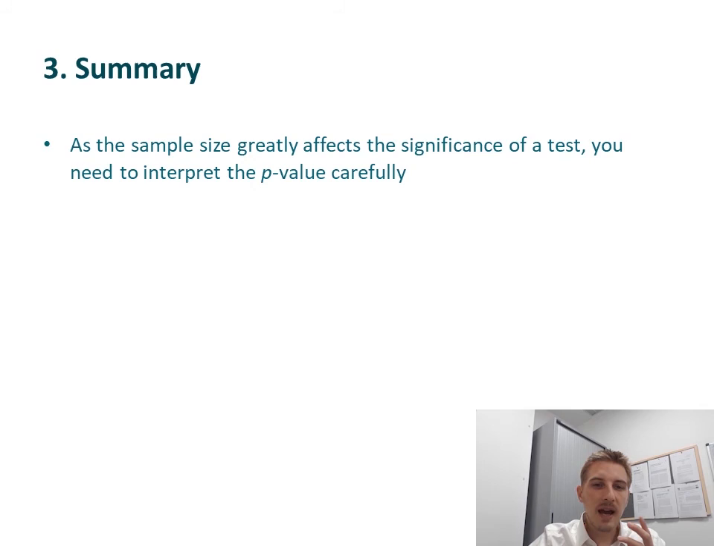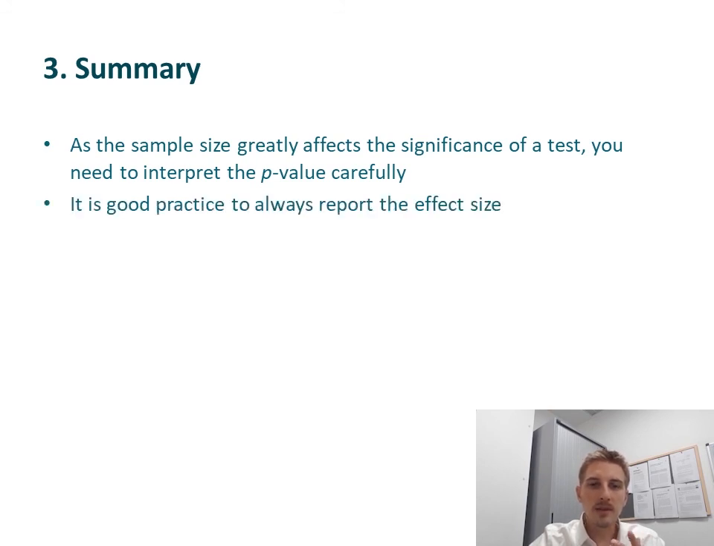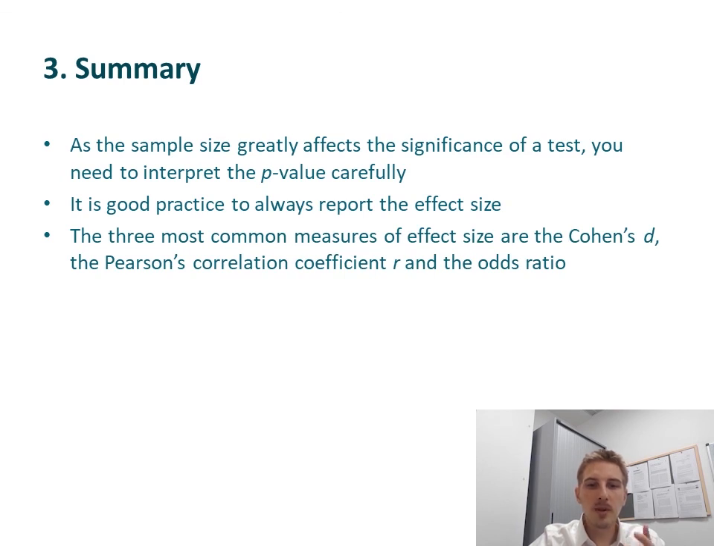We saw that as the sample size greatly affects the significance of the test, you need to interpret the p-value very carefully. We also saw that effect sizes are important, and it's good practice to always report them in your analysis. The three most common measures of effect size are Cohen's d, the Pearson correlation coefficient r, and the odds ratio.